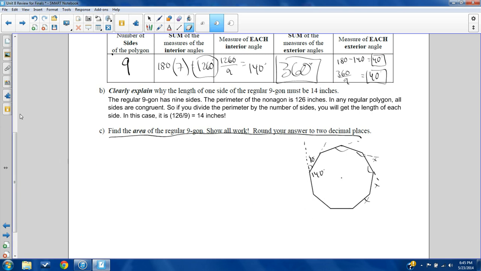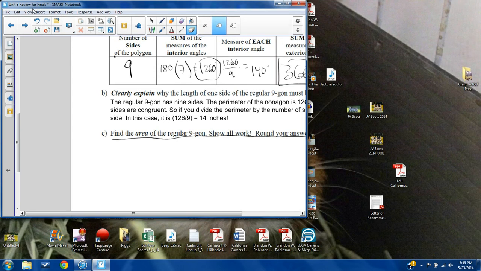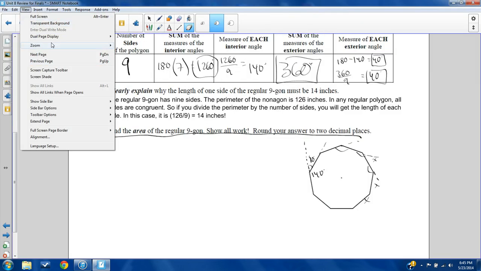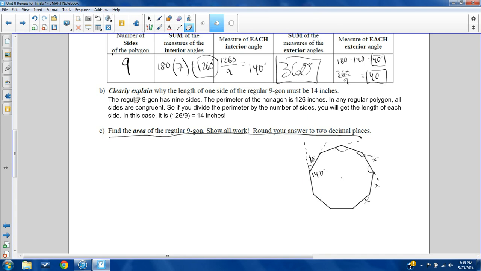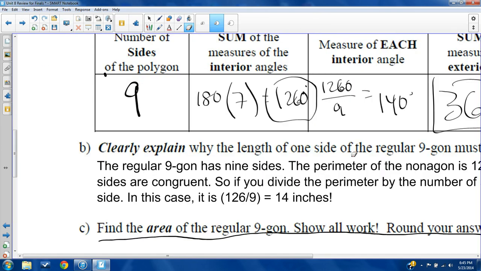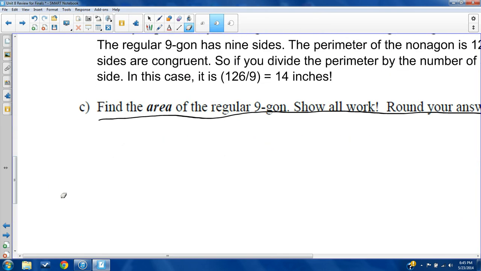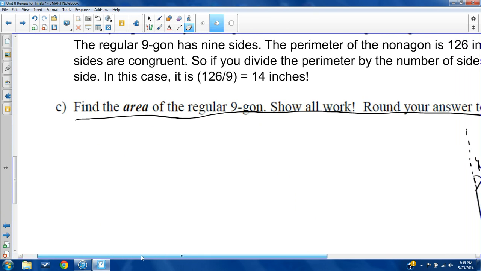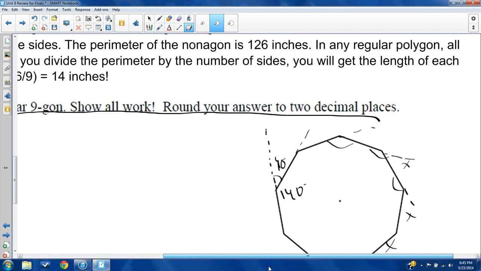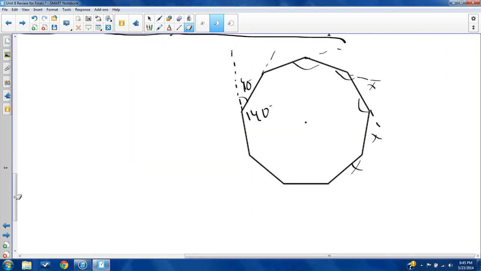How so? Well, let's do it right here. In fact, I want to zoom in. I'm having trouble with this one. I need to make sure I get a lot of material to work with. Okay, finally, find the area of the regular nonagon. Round your answer to two decimal places. Remember, this whole thing is based off one premise. I have a lot of good information here.